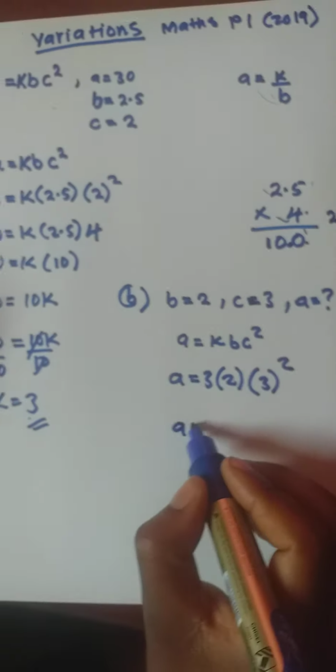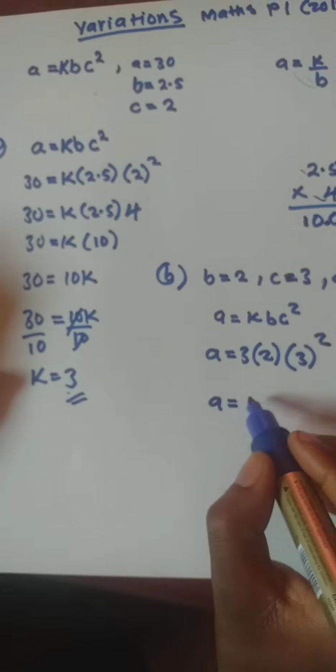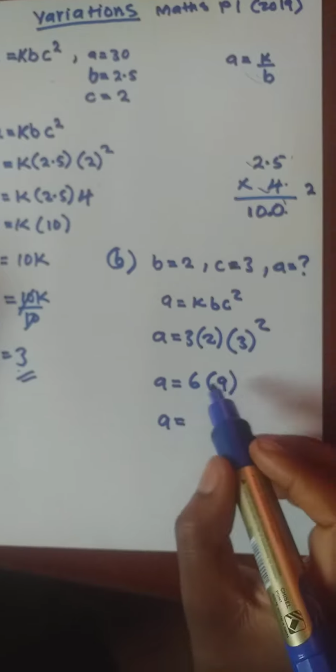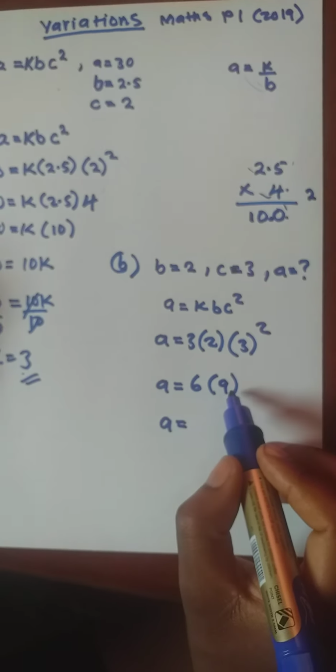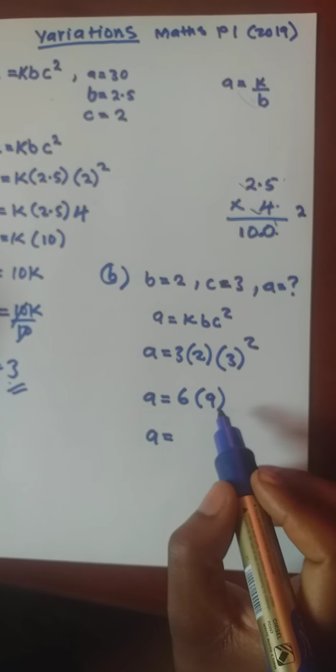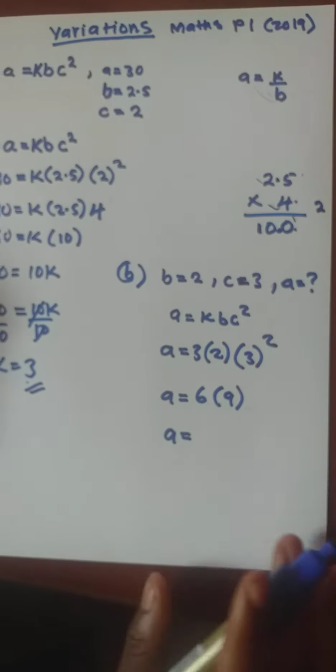So we're going to say A is equal to, this times this is 6. Then 3 to the power 2 does not mean 3 times 2. No, it means 3 should multiply itself twice. So it's 3 times 3, which is 9. Then A is equal to, so the question is, what is 6 times 9?